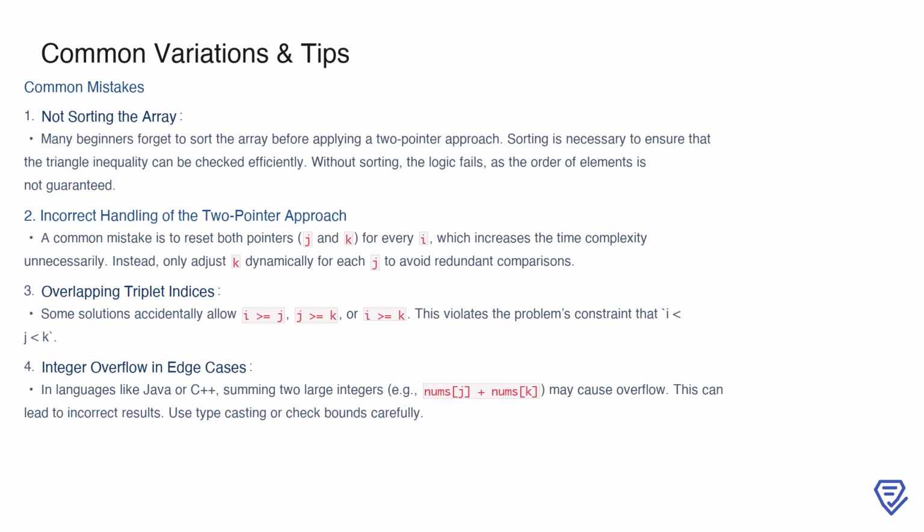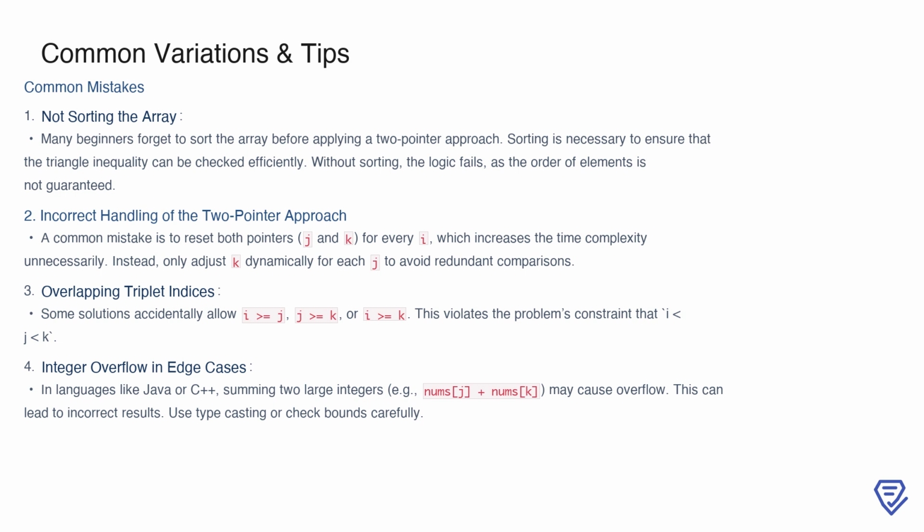Another mistake is how the two-pointer approach is implemented. Instead of resetting both pointers for every new iteration of the outer loop, you should adjust only the k-pointer dynamically while keeping j fixed. This avoids unnecessary computations and keeps the solution efficient.